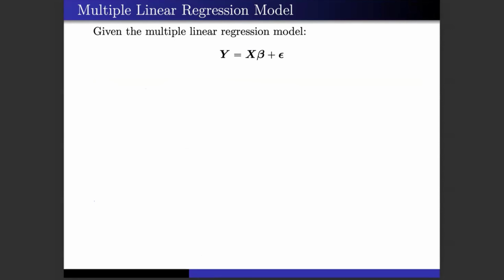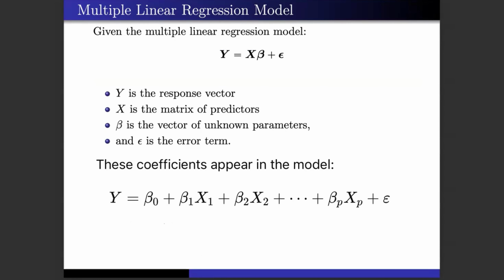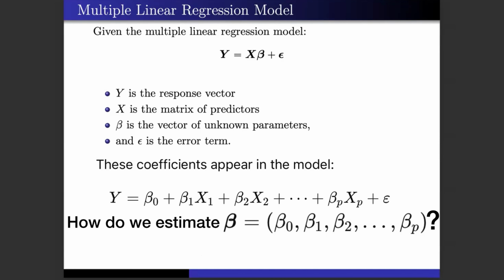By now we know what each of these symbols represents. Y is the response vector, X is the matrix of predictors, beta is the vector of unknown parameters that we want to estimate, and epsilon is the error term representing random variation not captured by the model. Now if someone gives us a data set, we can observe X and Y, but not beta. So the question is, how do we estimate this beta?